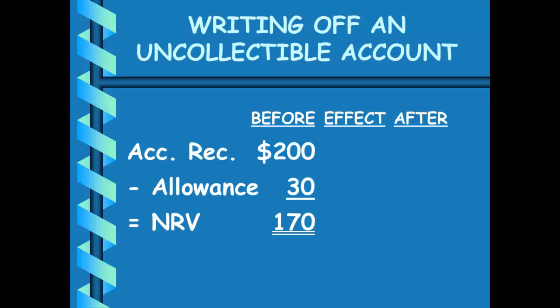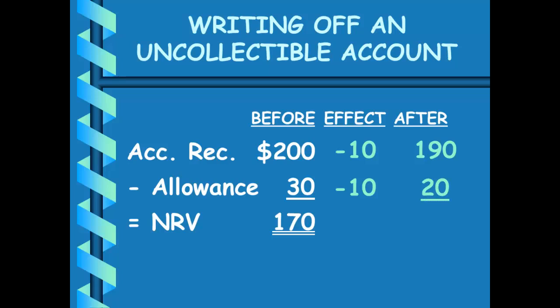We just wrote off Sam's account as uncollectible. What effect did that have on my accounts receivable? Made it go down by 10, right? So the balance in accounts receivable now is $190. What effect did that journal entry have on my allowance for doubtful accounts? Made it go down also by 10, so it now has a balance of 20.